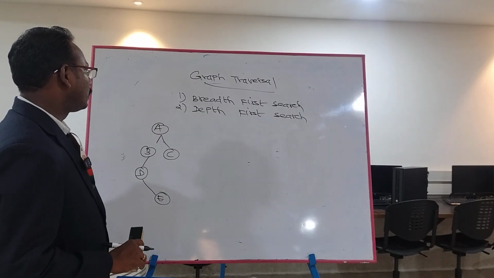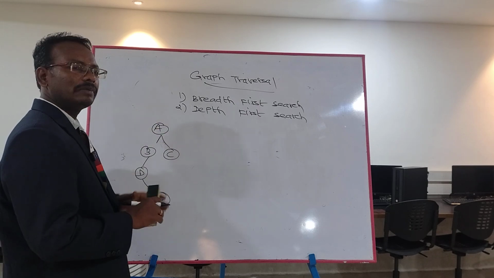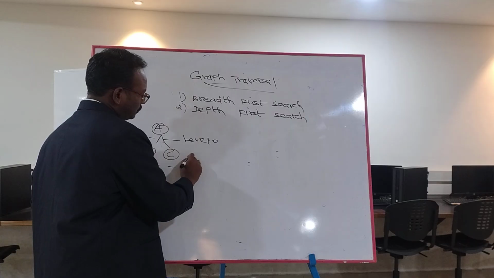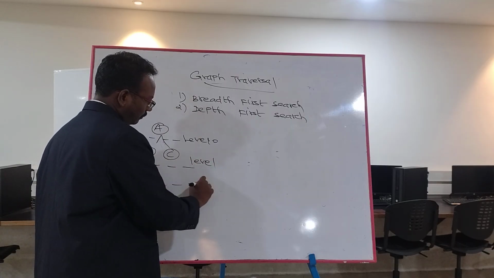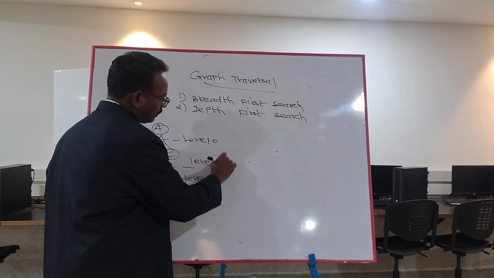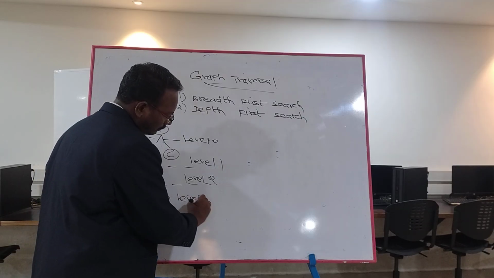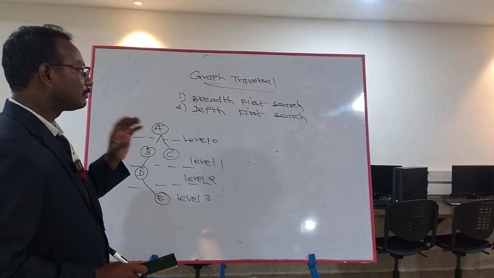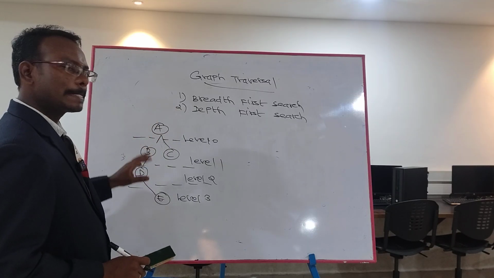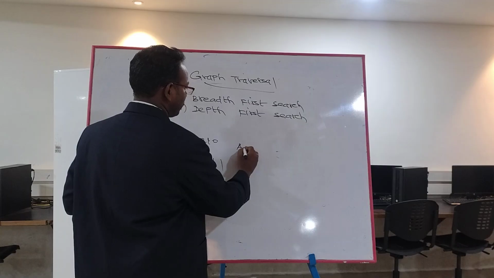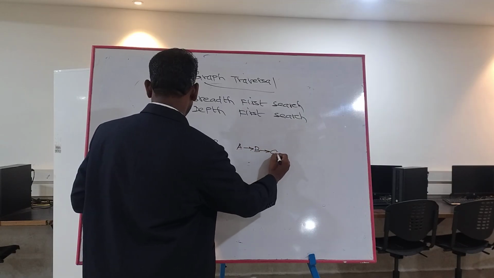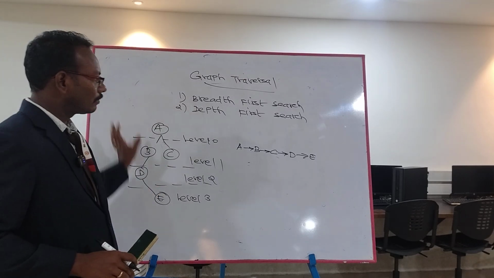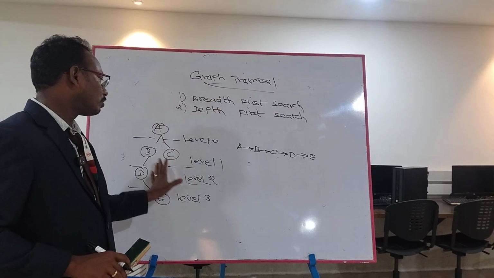Breadth first search is based on levels. For example, we consider this as level 0, this level 1, level 2, and this level 3. Based on that level only, it shows how it will reach. In breadth first search, the order is A, then B, then C, then D, then E. Based on the level, it will visit all the nodes.